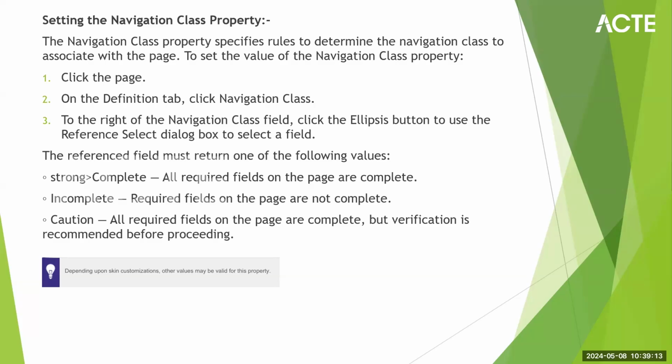So what are the few options available for this particular condition? Complete means all required fields on the page are complete. Incomplete means required fields on the page are not complete. These are some of the notifications that will be displayed when you are trying to navigate from one page to another page. Trigger warnings: these are caution, like all required fields on the page are complete, but verification is recommended before proceeding to the next screen.